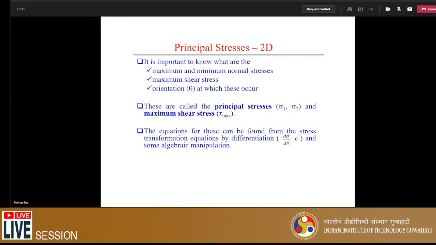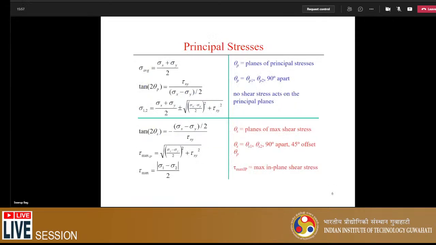Take an example: say in the initial state, sigma x is acting along the x-axis and sigma y is acting along the y-axis. Now the principal stress can be at a certain angle with respect to the x-axis. Along that angle, one component of the principal stress is acting, and in the perpendicular direction, another component of the principal stress is acting. Now, in what way can we estimate these principal stresses? The average stress can be simply represented by sigma x plus sigma y over 2. Remember, sigma x and sigma y are the initial state of the stress acting along the x-axis and y-axis respectively.